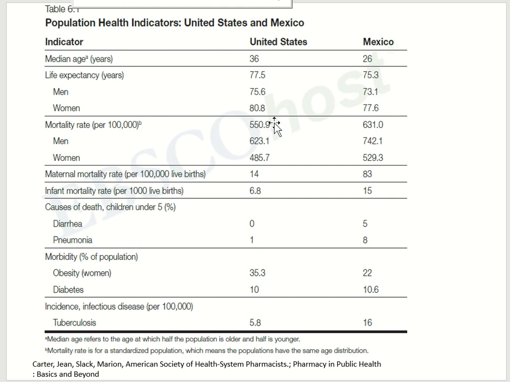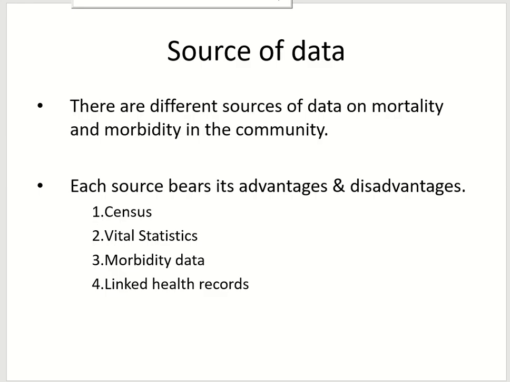So I hope this gives you an idea of how you can compare countries when it comes to health indicators. Last but not least is where do we get the data? To get the data for these things, we go to the Census Bureau, we go to the vital statistics, where records of birth and death are kept, morbidity data, registries, and linked health records. Well, that would be a very advanced setup, which I think some of the Gulf countries already have. That's it for this lecture.